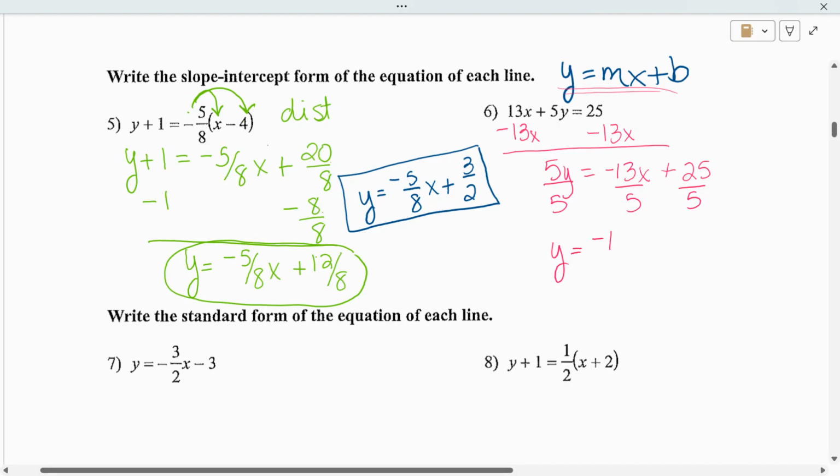Y equals negative 13 fifths x plus, can I reduce 25 over 5 to what? Can I reduce 25 over 5 to 5?